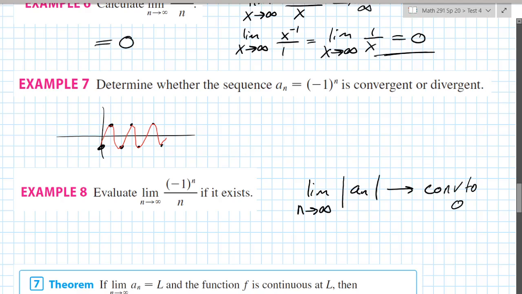Why do we expect this to converge to 0? Because it's a constant on the top divided by n. N is getting larger. The top doesn't get any larger than positive 1. So we expect that to approach 0 as well.